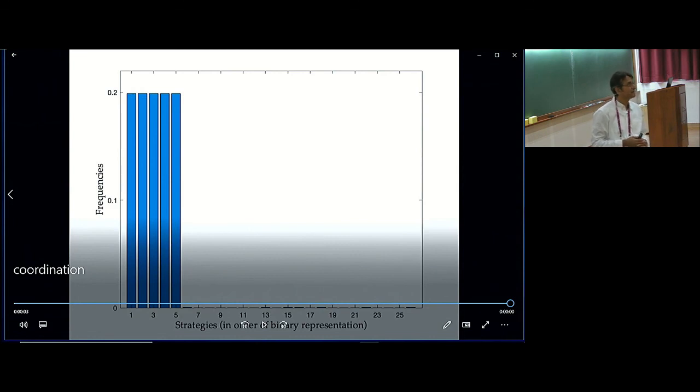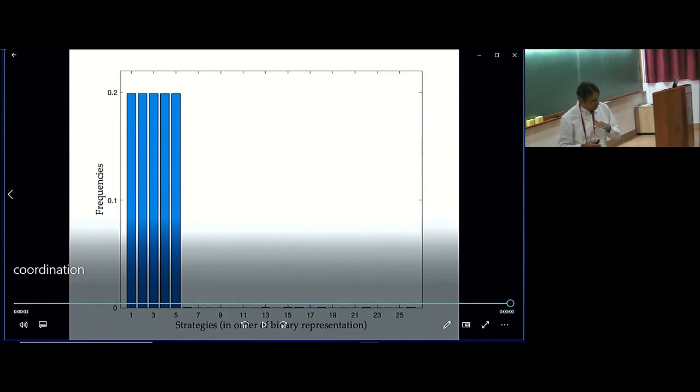It's not like quantal response where everything has positive probability. In this case, the sampling equilibrium has literally zero on a whole bunch of strategies.